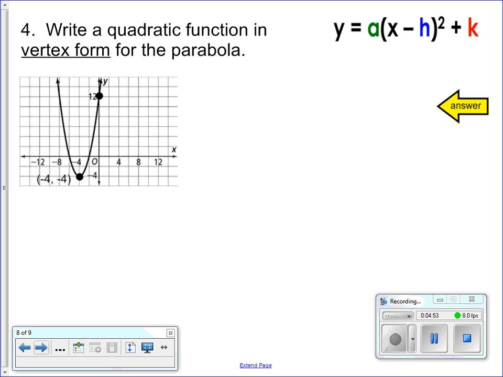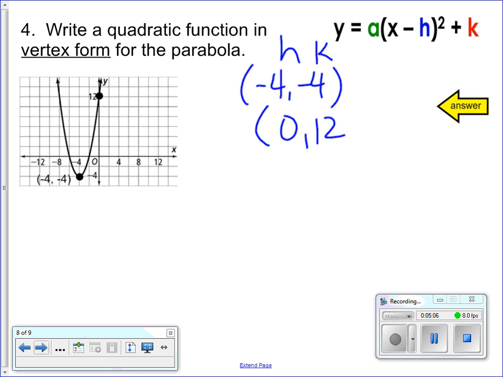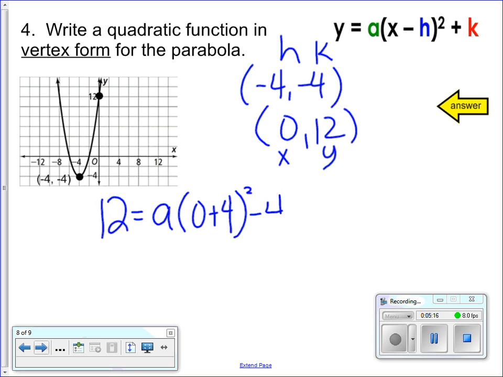All right, this time we have the vertex and a point, and we want to write it in vertex form. So our vertex is -4, -4. So that's h and k. Our point is 0, 12. So that's x and y. Fill in what we know. 12 equals a times 0 plus 4 squared minus 4. So 12 is equal to a times 16 minus 4.